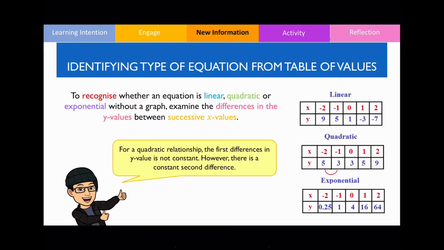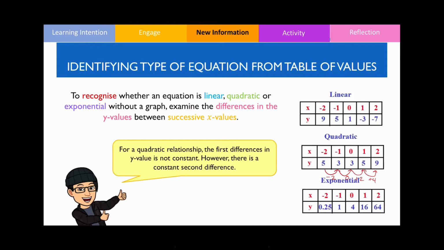As you can see over here, if I go from 5 to 3, that indicates to me that this decreases by 2. From 3 to 3, this indicates no change whatsoever. From 3 to 5, the first difference over here increases by 2, and from 5 to 9, this increases by positive 4. Now in this case, guys, as you can see, the first difference is not constant at all.